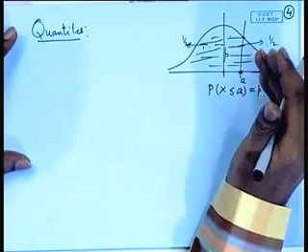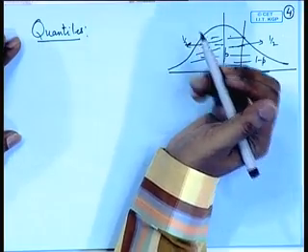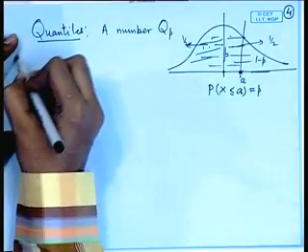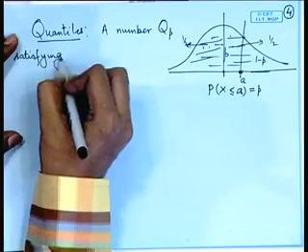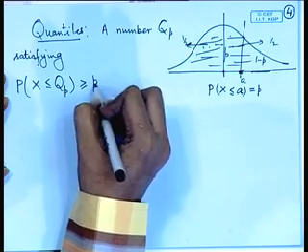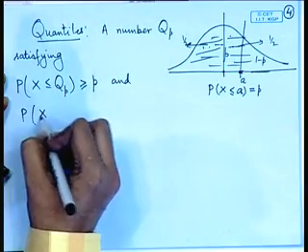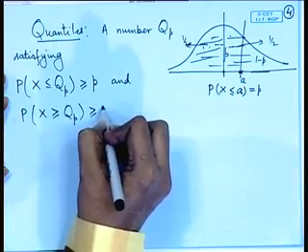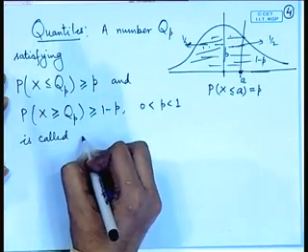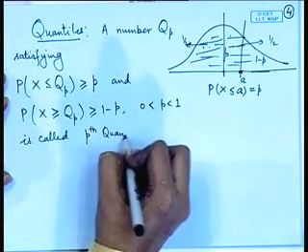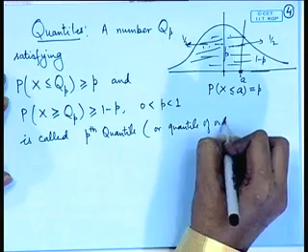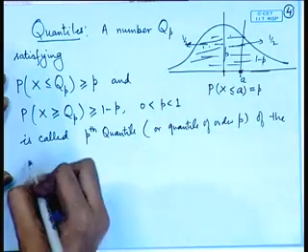However, to take care of the discrete distributions, we give the formal definition of a quantile as follows: a number, let me call it Q_p, satisfying probability x less than or equal to Q_p greater than or equal to p and probability x greater than or equal to Q_p greater than or equal to 1 minus p, for 0 less than p less than 1, is called the pth quantile or quantile of order p of the distribution of x.